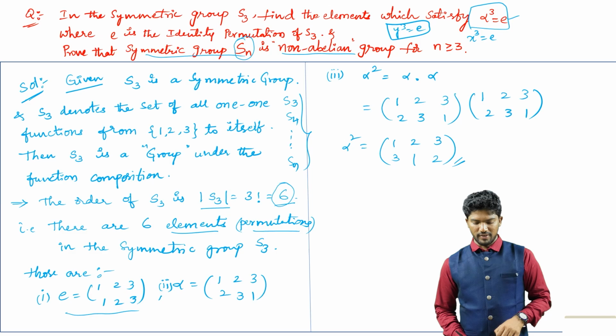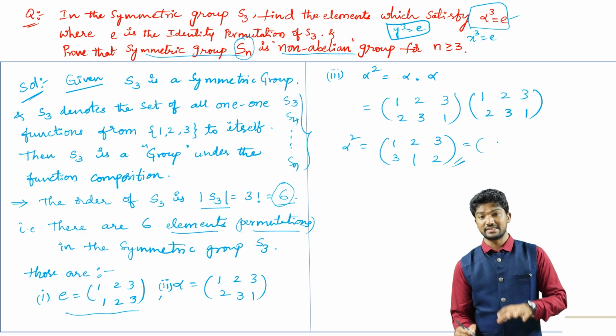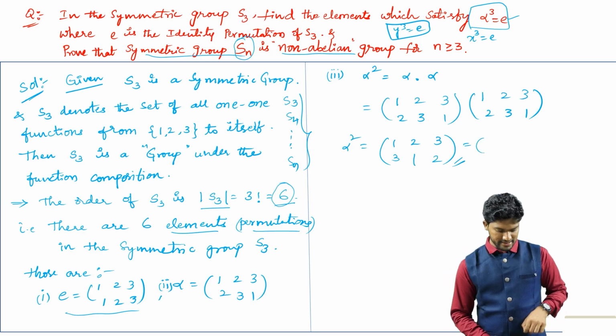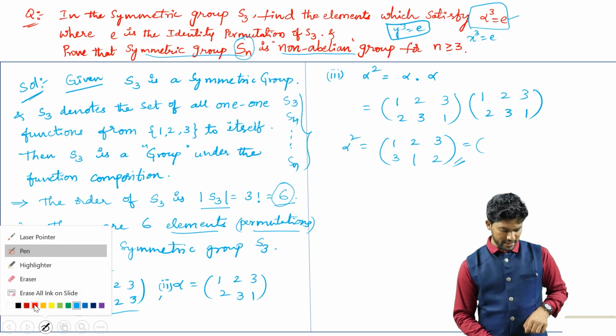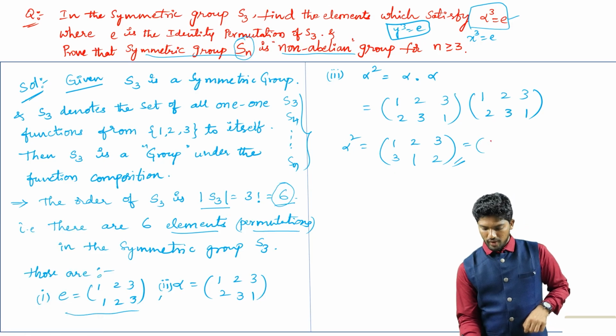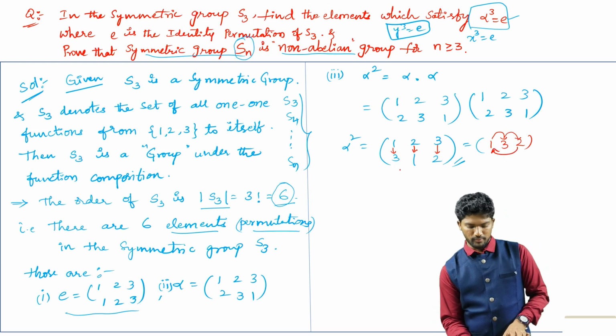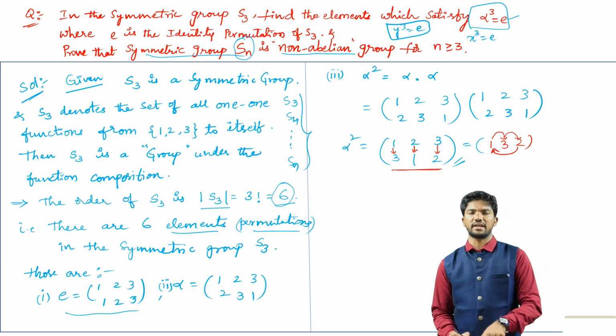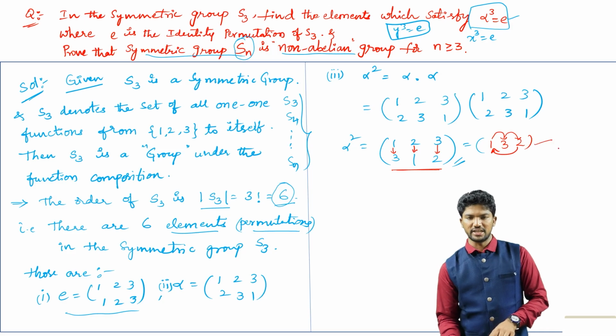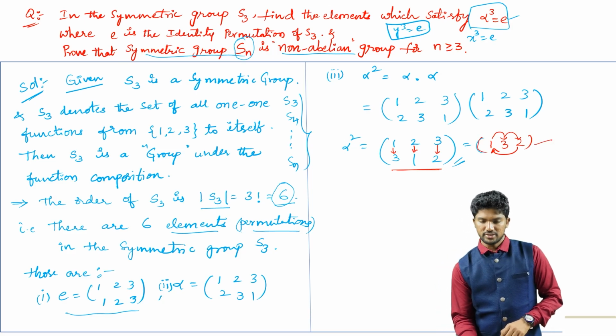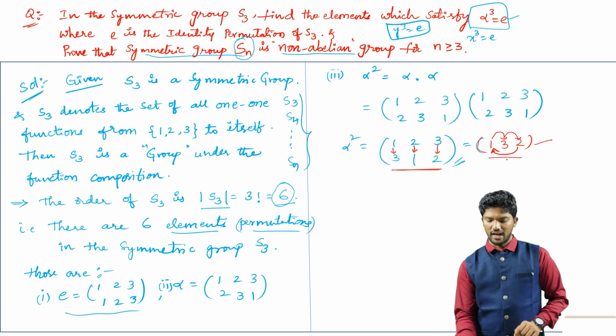This alpha square you can also write in the cycle notation. In the permutation notation you can write in this format, and in the cycle notation you can write in this format. So that is the cycle notation for alpha square.